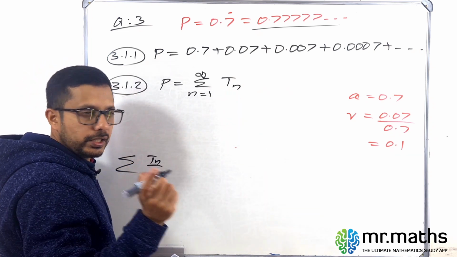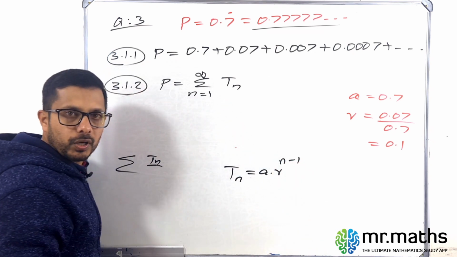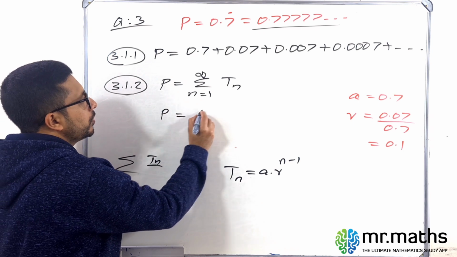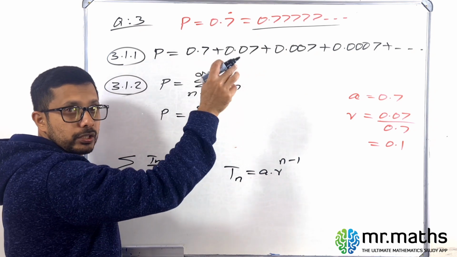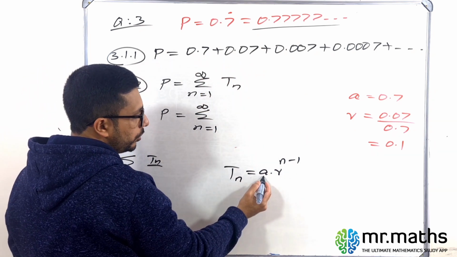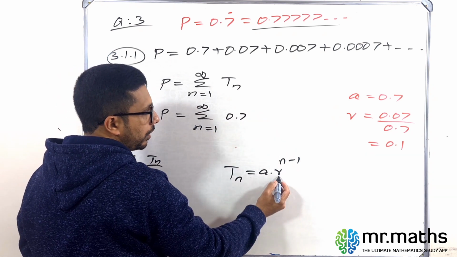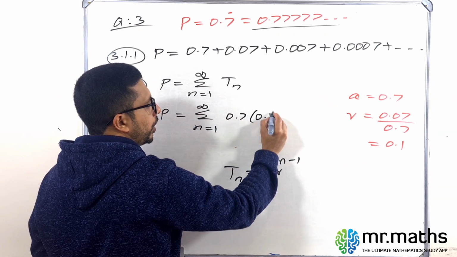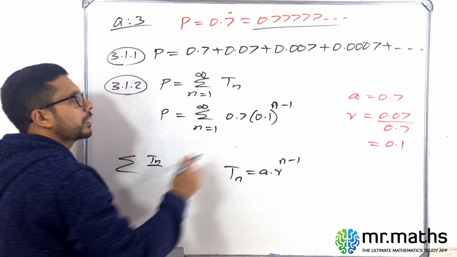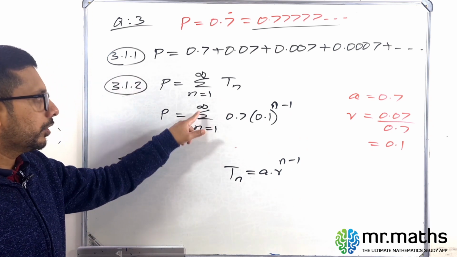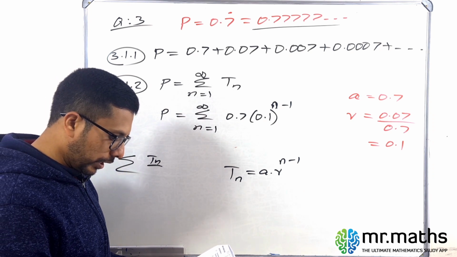This is a geometric series. So for a geometric series or sequence, what is Tn? A into r raised to n minus 1. Am I right? So P is equal to sigma n is equal to 1 to infinity, because it's an infinite series. Tn is A into, what is A? 0.7 into r, what is r? 0.1 raised to n minus 1, and that is the sigma notation. Sigma n is equal to 1 to infinity, 0.7 into 0.1 raised to n minus 1. So that is the sigma notation.